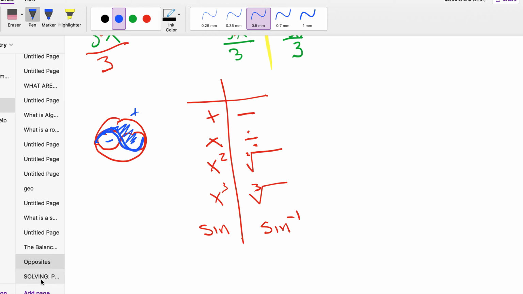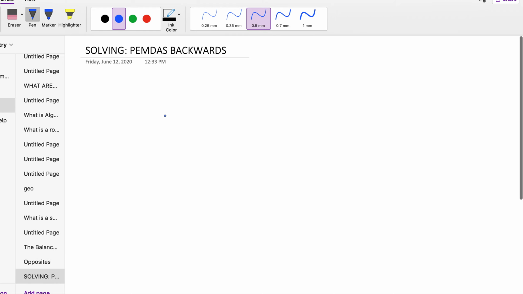So the last thing to keep in mind, as I had mentioned, 2x means 2 times x, so we can remember that the opposite of 2 times would be divided by. So we could begin our main lesson or main objective.